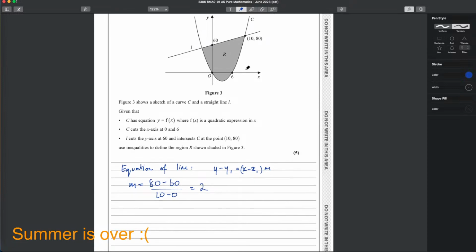And then plug in a point into this equation. So y minus y1, let's use the point (0, 60). So that would be 60. And then x minus x1, 0. x minus 0 over 2, multiplied by 2. This is then y equals 2x plus 60. Okay, so that's the equation of the line L.